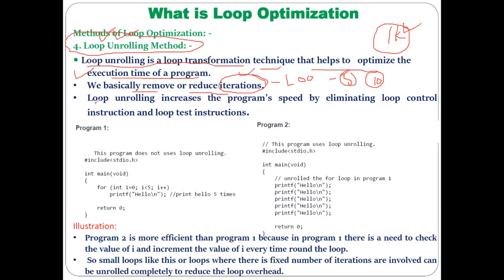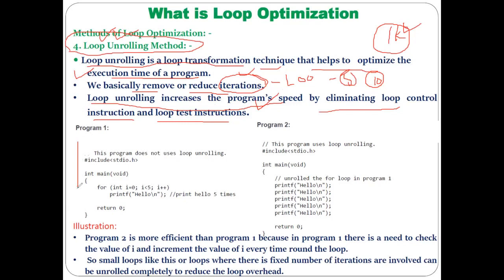Let's see. Loop unrolling increases the program speed by eliminating the loop control instruction and the loop test instruction. Meaning if a loop is used in some program code, then removing or reducing that loop is called loop unrolling. Because of that, the number of iterations is reduced and program speed can be improved. But it is recommended only when the number of iterations is very small, up to 10 or up to 5.